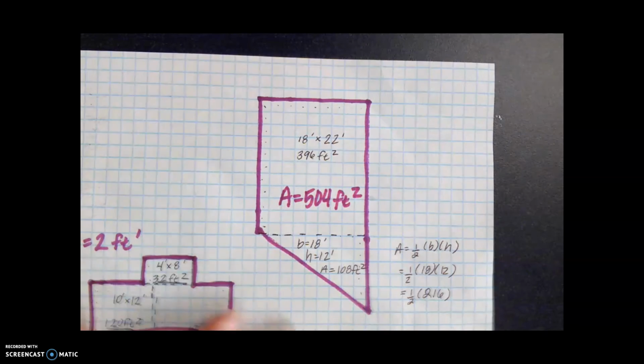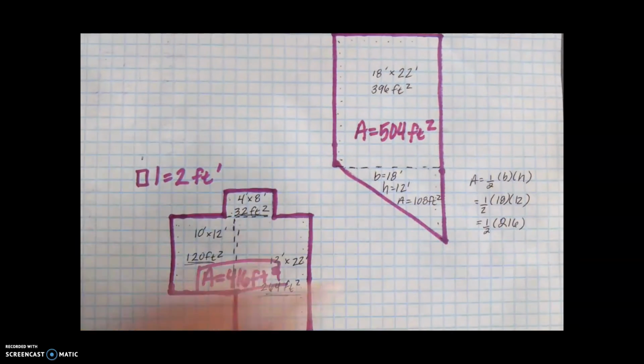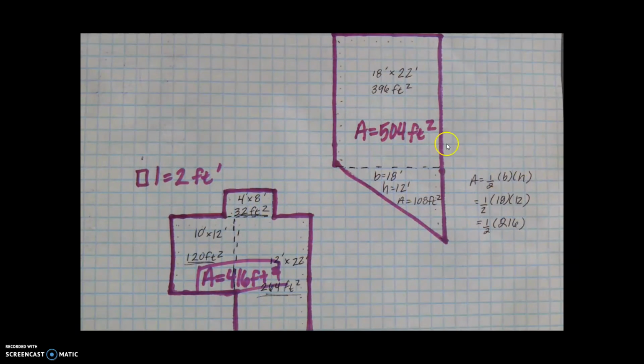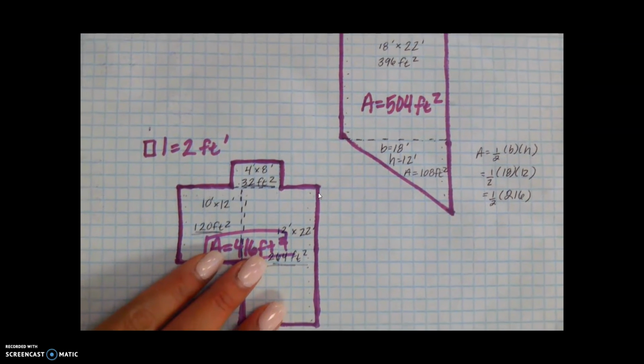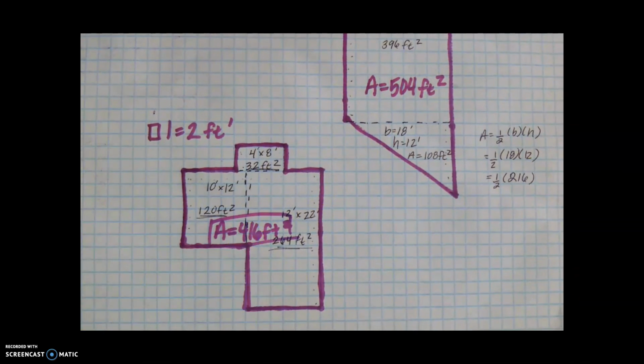All right, so if you have weird shaped rooms, you have to section them off into shapes that you do know and take the area separately. Once you have them, you add them up and you will get the total area.